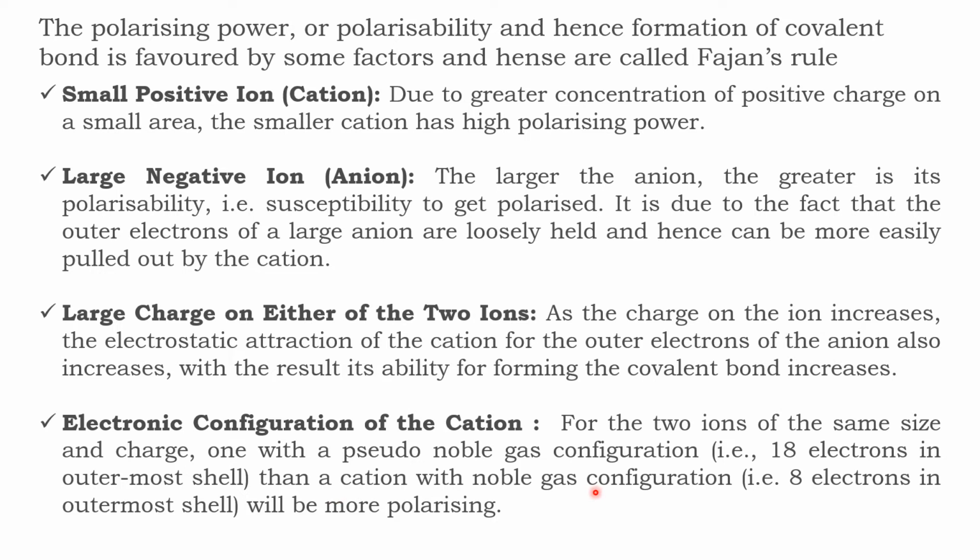So these are the four important concepts of Fajan's rule. First one regarding the size of the cation, second regarding the size of the anion, third regarding the charge of the cation and anion, and final regarding the electronic configuration, that is pseudo noble gas configuration and noble gas configuration. We will explain with examples. Take down.